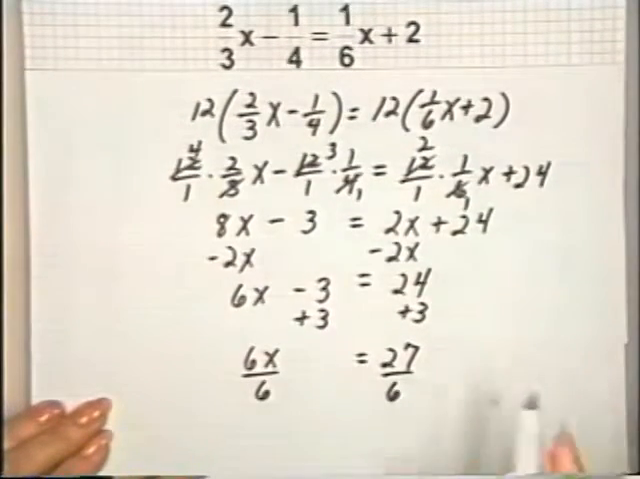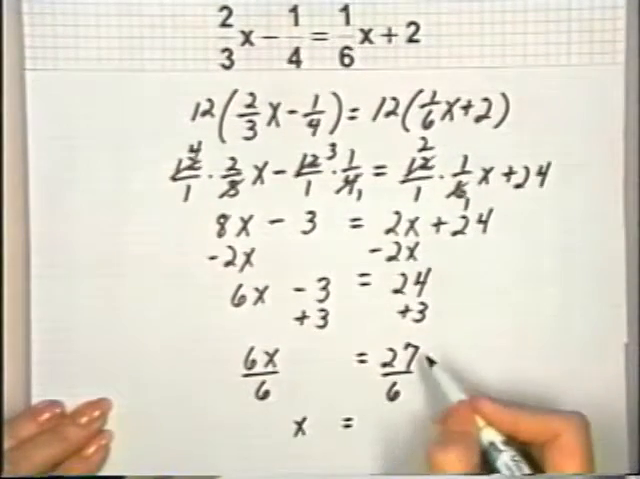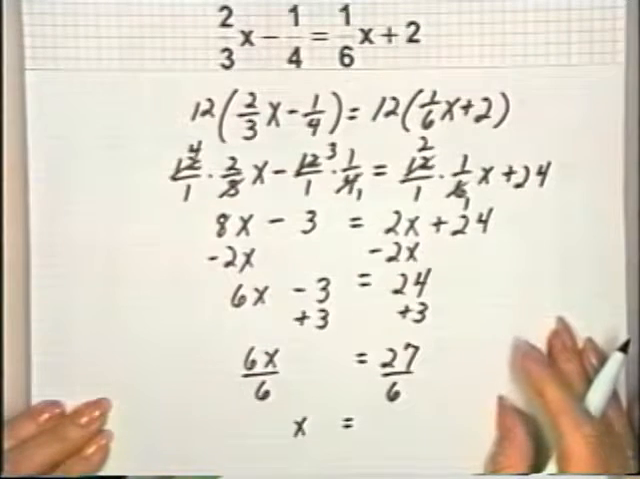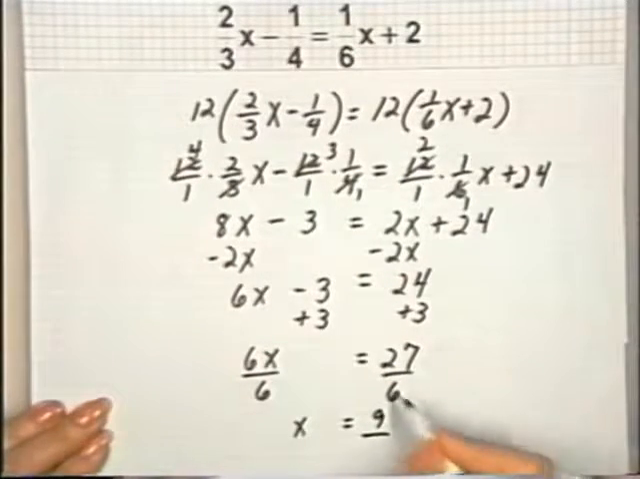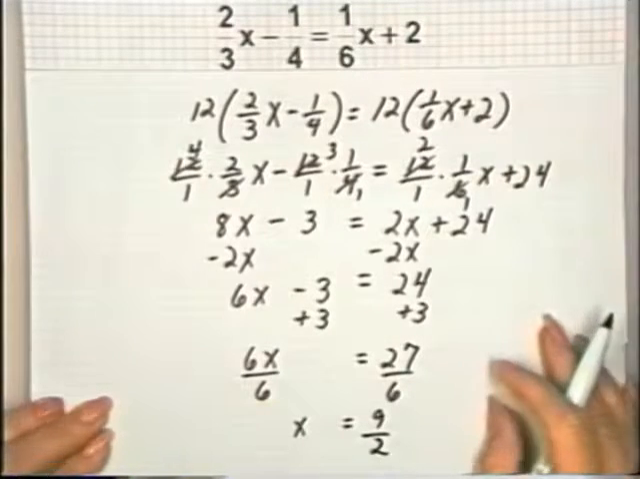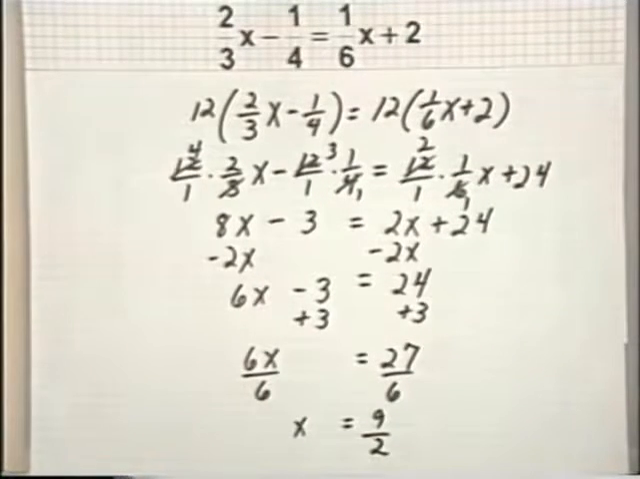6x divided by 6 is x. 27 divided by 6 can be reduced. 3 goes into 27 9 times. 3 goes into 6 twice. My equivalent equation is x equals 9/2.